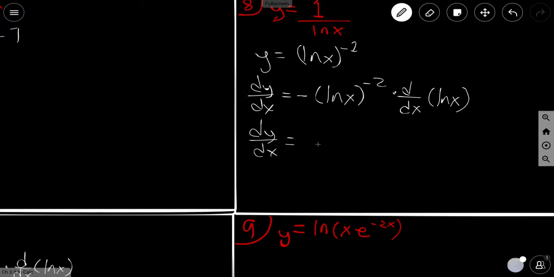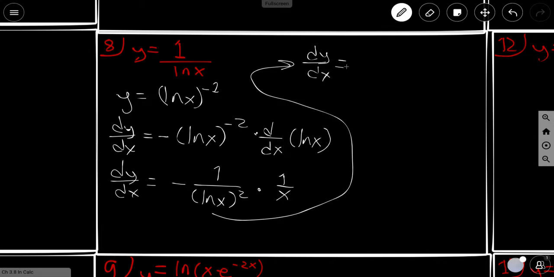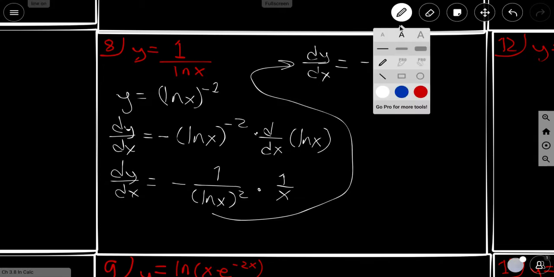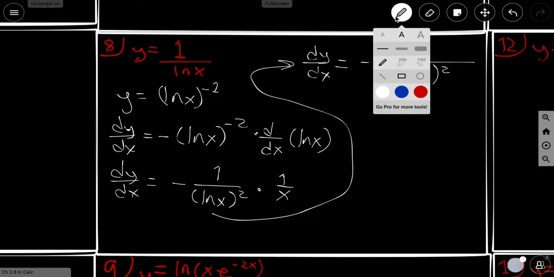Which is going to give us, I'll go ahead and draw an arrow. And dy/dx is going to equal -1 over x (ln x)^2. And that right there is our answer.